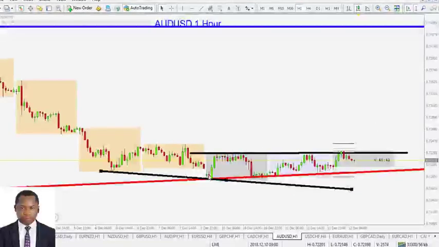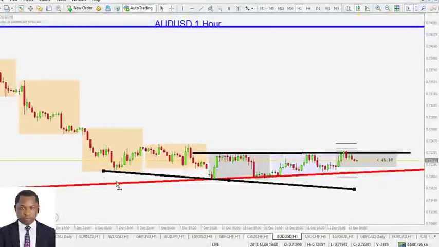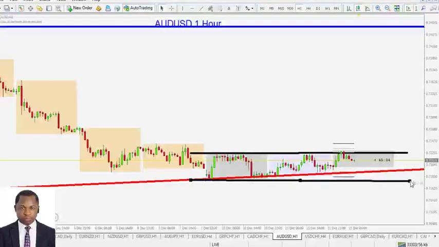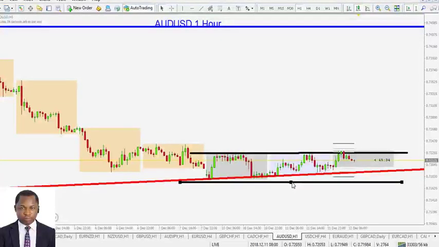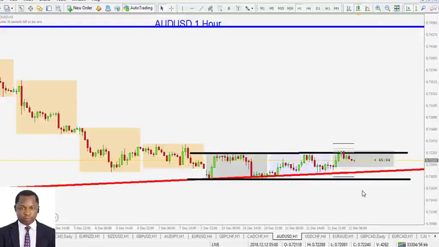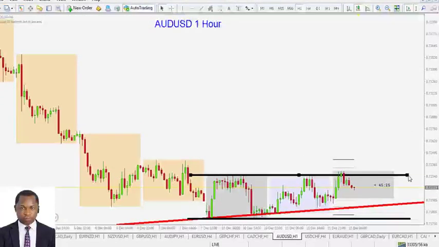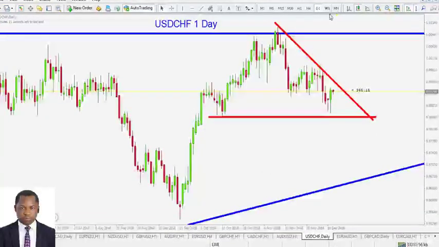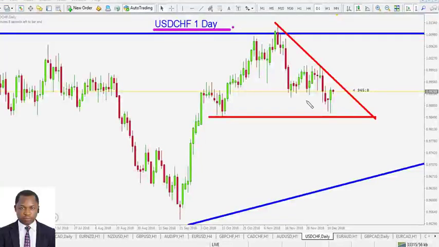Australian dollar against the American dollar. Another terrible one. The American dollar against the Swiss franc. It's the beginning of a trend in the daily time frame, signaling the change in direction.